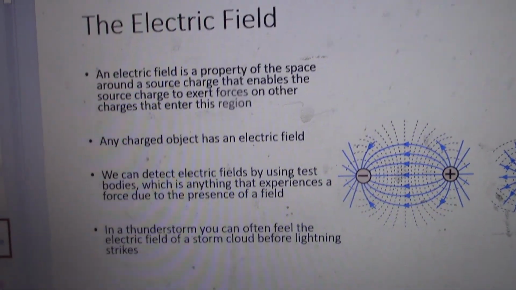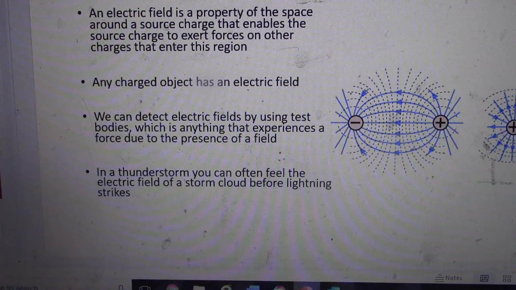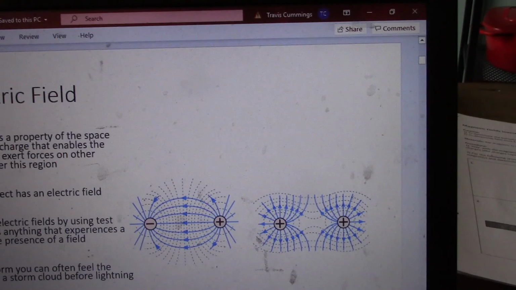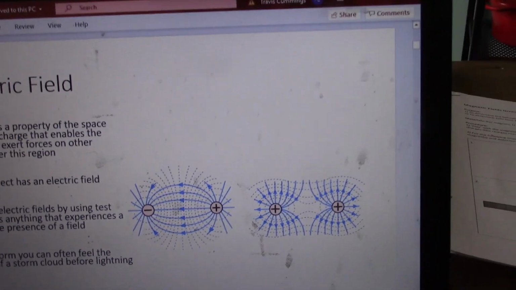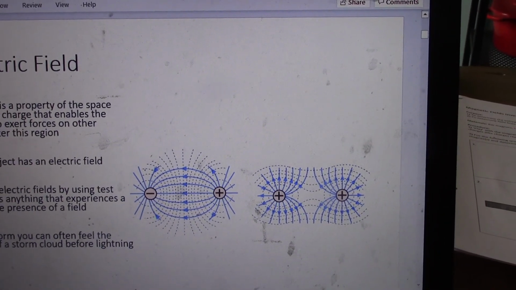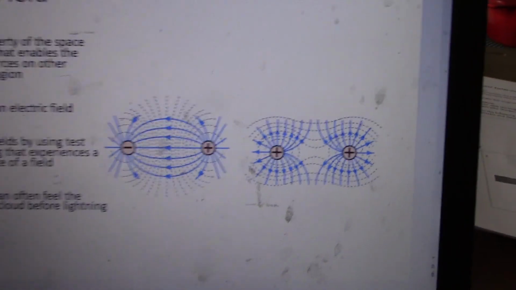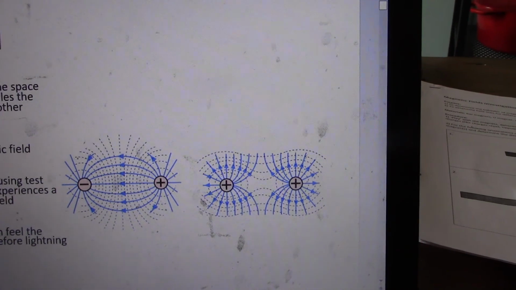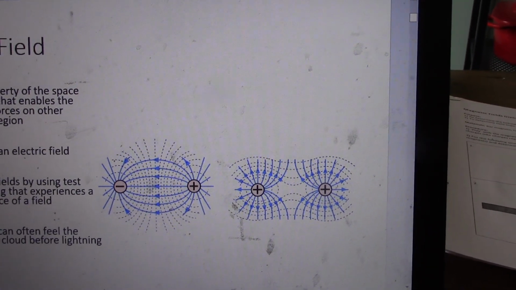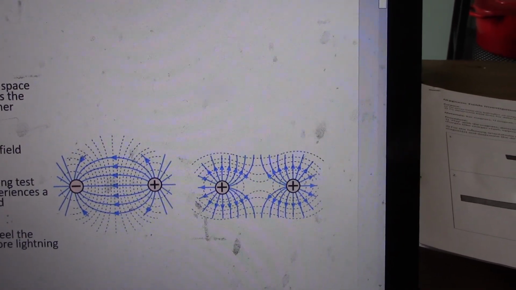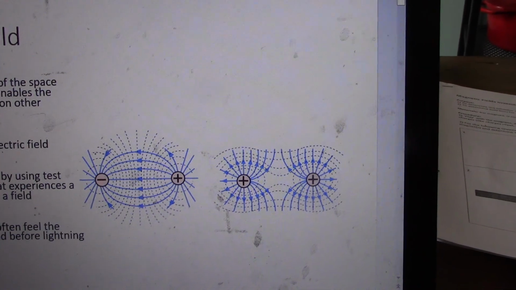Okay, so we can detect electric fields by using test bodies, which is anything that experiences a force due to the presence of a field. Now remember, when you look at positive and negative charges, protons are positively charged in the nucleus. Neutrons don't have a charge, and electrons don't exist inside the nucleus. They exist in quantized orbital probabilities outside the actual nucleus itself, and as a result, electrons can move. Okay, so negative test charge can move. Positive test charge doesn't.